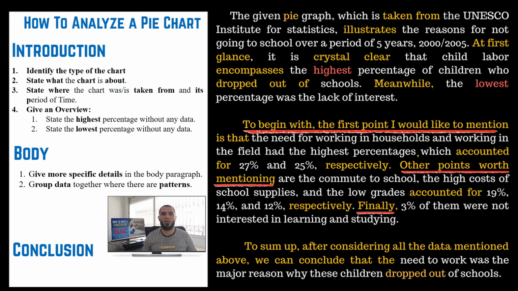Once done with the body part, you move on to the conclusion, which is the last part. After presenting these data, you draw a conclusion. And it goes as follows in this example. To sum up, after considering all the data mentioned above, we can conclude that the need to work is the major reason why these children dropped out of school.